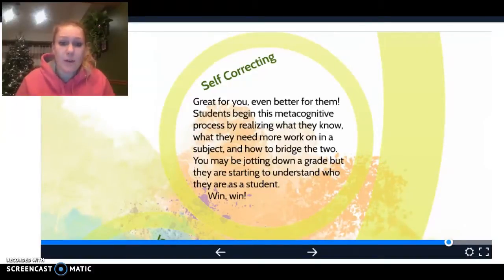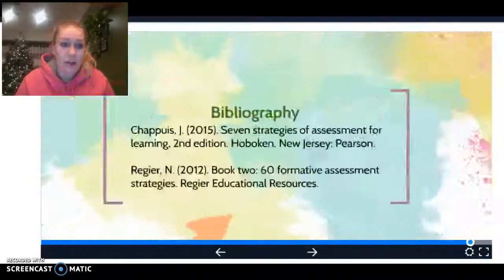Self-correcting, again, very important. It's great for us, but it's even better for them. It's starting this metacognition process. They're starting to think about how they learned, where they got things wrong, why they got things wrong, and they can learn that for the future.